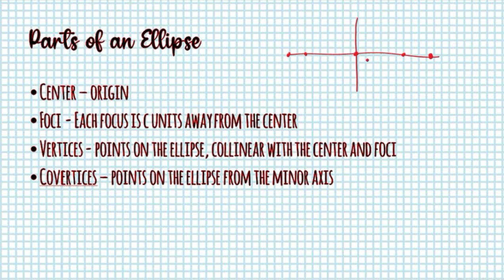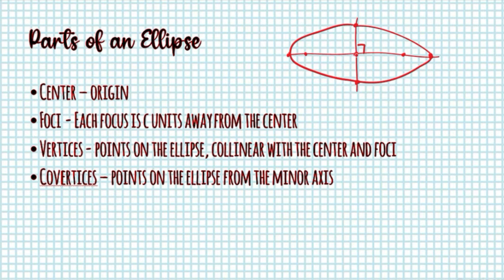Ang point na meron yung mga vertices and foci. So, perpendicular, forming a right angle or 90-degree angle. This will be our co-vertices. So, yun din ang ating minor axis. So, kapag pinag-connect mo yan, we will form an ellipse. So, yun yung parts ng ellipse.